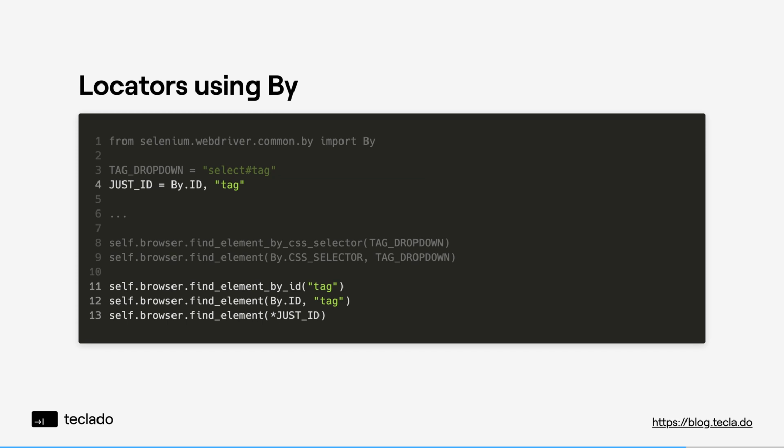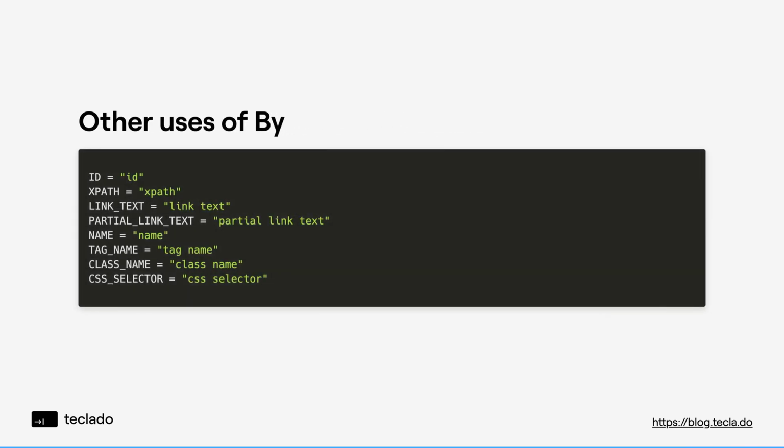So you don't have to assume that they're all CSS selectors. You can just say By.CSS_SELECTOR and then the tag dropdown, or By.ID and then the tag. In our project, we've not done this because I felt it added a little bit of complexity, but nonetheless, it is my preferred way when I'm working on a larger project. Other things you can use with the By class: you can do By.ID, XPath, link text, so you can actually search for links. You can do partial link text, name, tag name, class name, and CSS selector. More information on all this is linked in the resources section of the lecture, so feel free to take a look at the official documentation that I've put in there if you want more information on this.